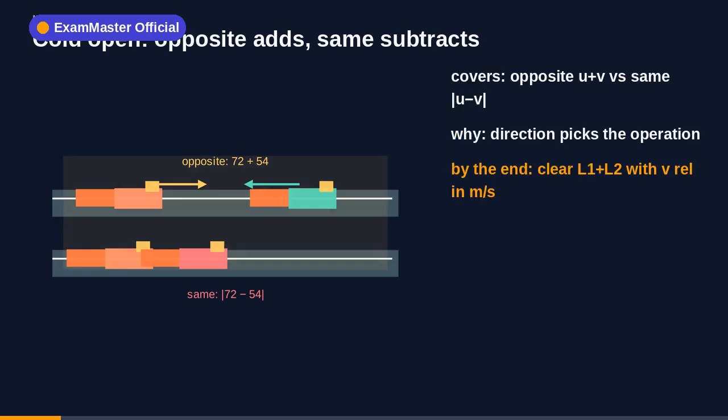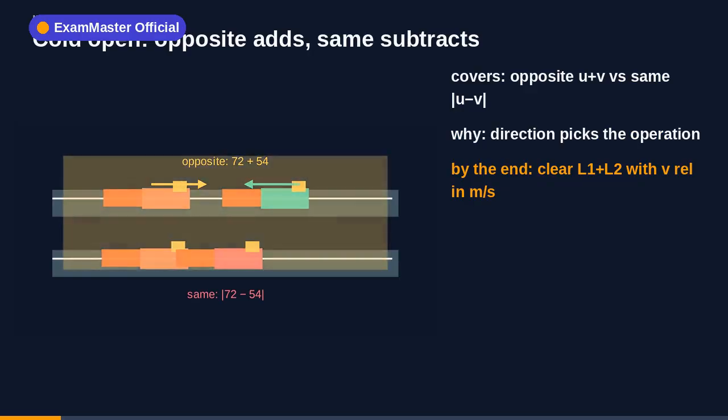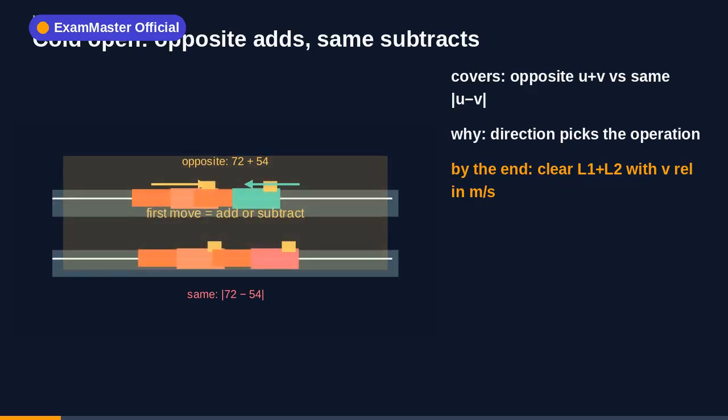Relative speed asks whether two coaches close by adding speeds or by subtracting them. Today you will pick opposite versus same direction first, then clear the sum of lengths. By the end, you will convert relative speed to meters per second and time both a head-on pass and a same direction pass.